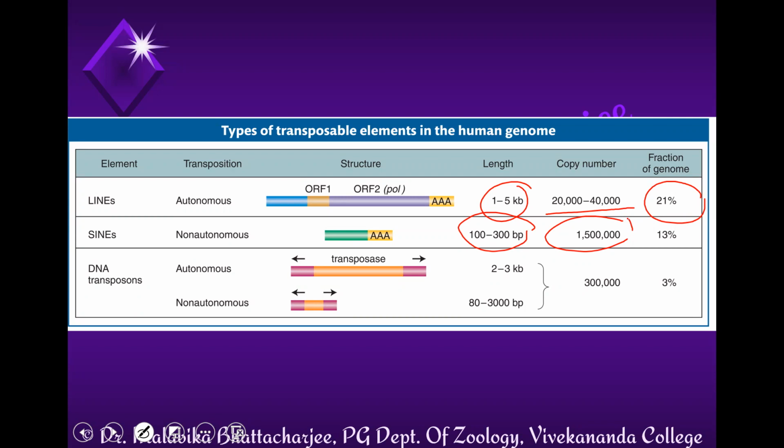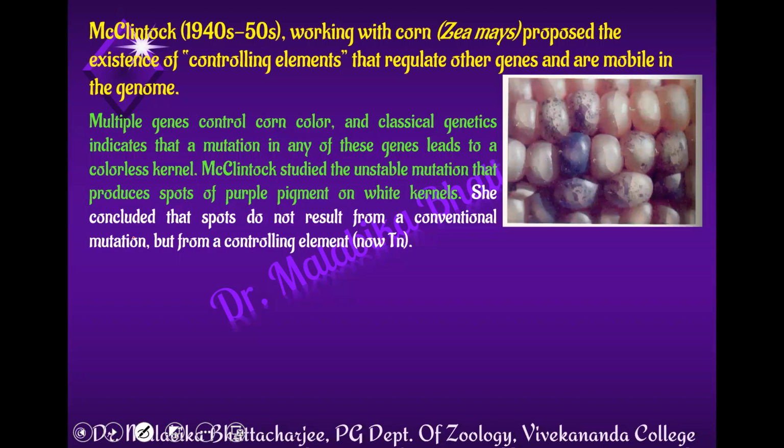And finally, the human genome also contains certain DNA transposons, which are again autonomous or non-autonomous. The autonomous ones produce the transposase enzyme. The non-autonomous do not have the transposase enzyme, and they occupy 3% of the genome. Remember, LINEs and SINEs are retrotransposons, that is, they move by RNA intermediates. And finally, another example of a DNA transposon is the Ac/Ds system.